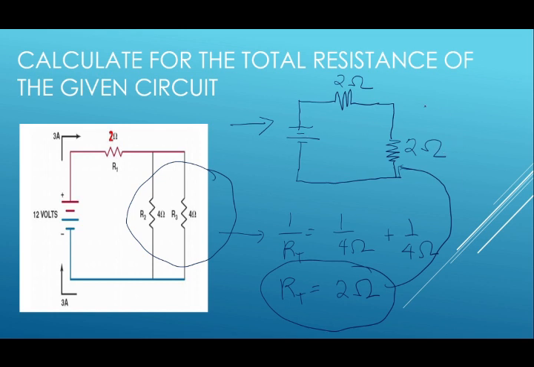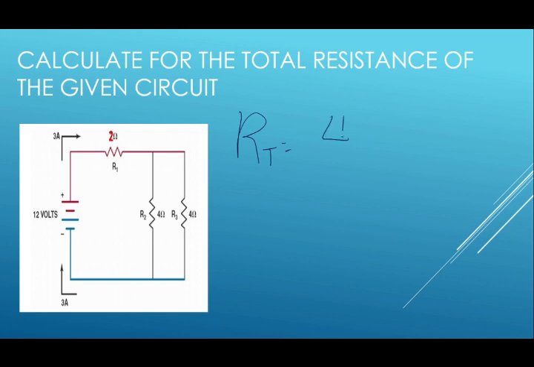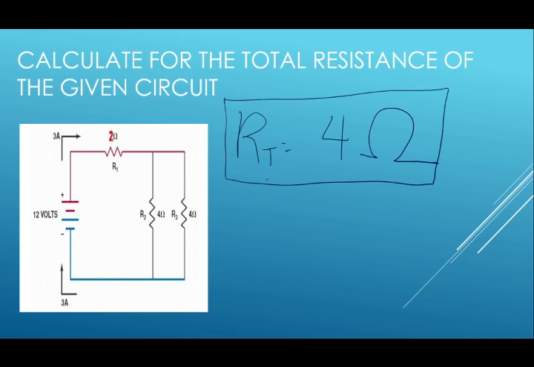Now, if you look, this circuit is already in series. If this is in series, you just simply add this one. And by simply adding 2 ohms plus 2 ohms, you will get a total resistance of 4 ohms. Yes, the total resistance for this circuit is 4 ohms.